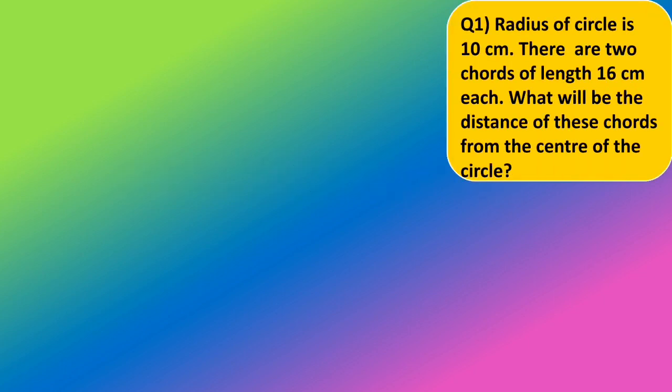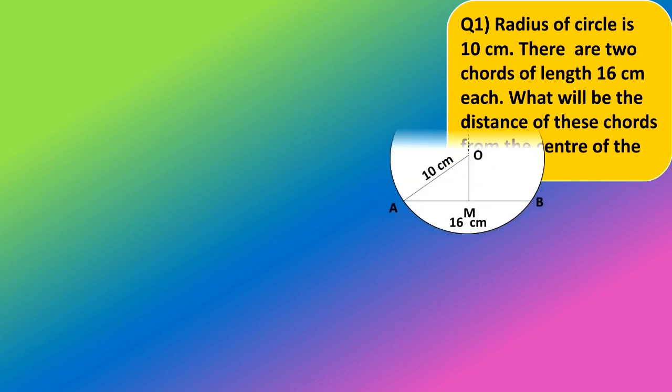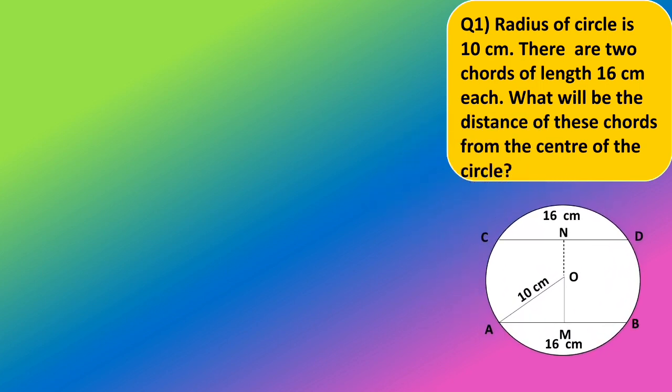Now let's start with practice set number 6.2. Question number 1 is given. The radius of a circle is given as 10 cm. There are two chords of length 16 cm each. What will be the distance of these chords from the center of the circle?